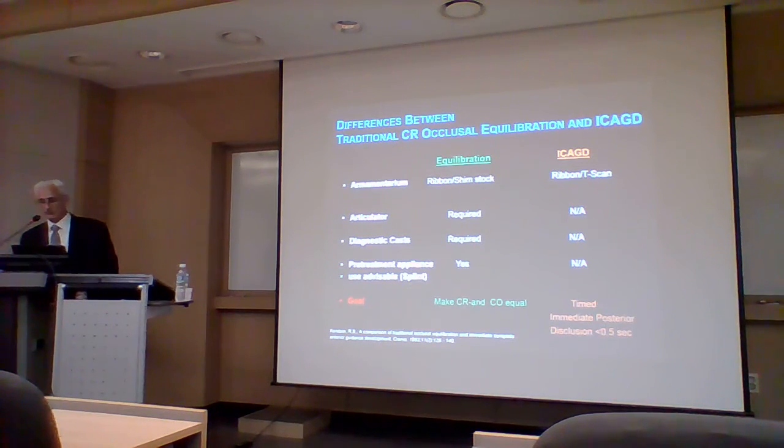And there are significant differences between equilibrating and doing ICAGD. The most notable ones are you don't need a splint, you don't need an articulator, you don't need a diagnostic cast. You do it all digitally. And the most significant difference in the theory is, in equilibrating, you want to make centric relation and centric occlusion the same. In ICAGD, you want to time the posterior disclusion to be less than half a second. Those are very different goals.